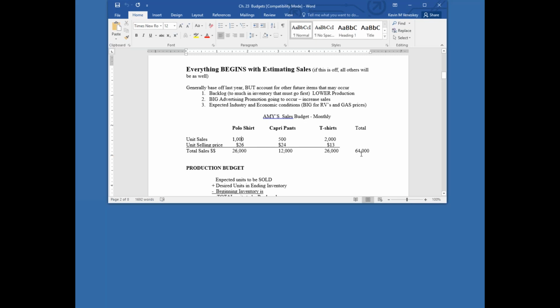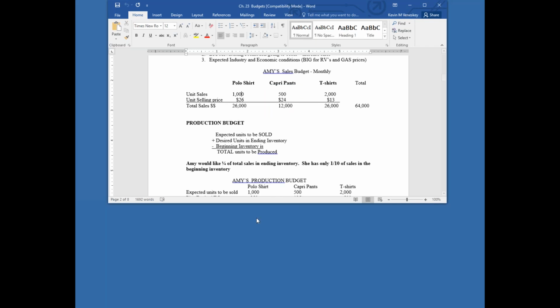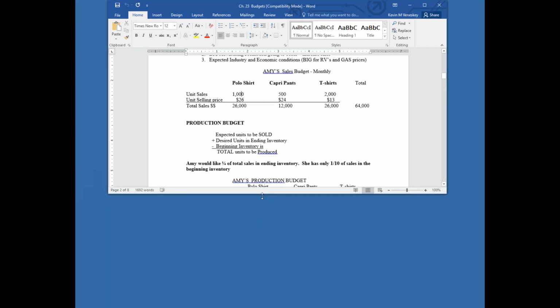This is going to be important for this section, our part one, the income statement, but it's also going to be important when we get to part two, into the balance sheet, and we'll continually reference back to this and other budget numbers. The next thing we need to do is a production budget.